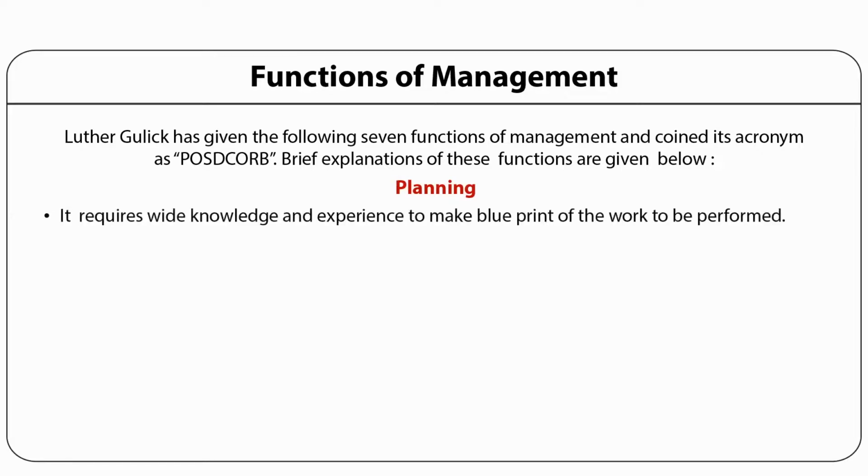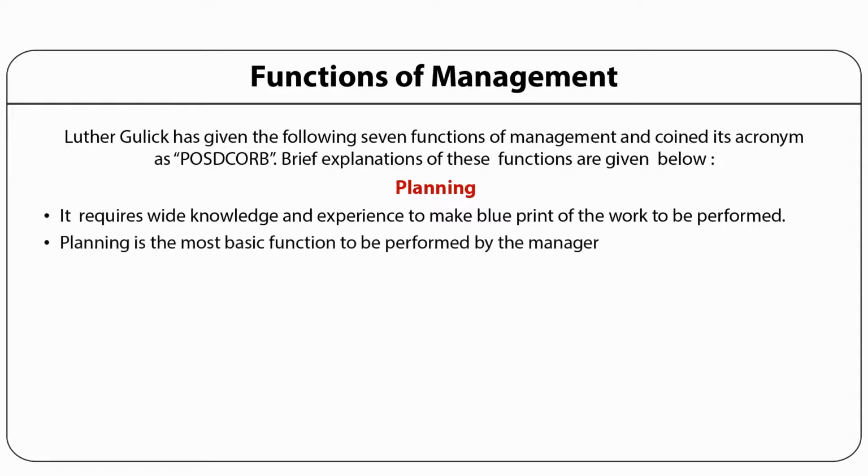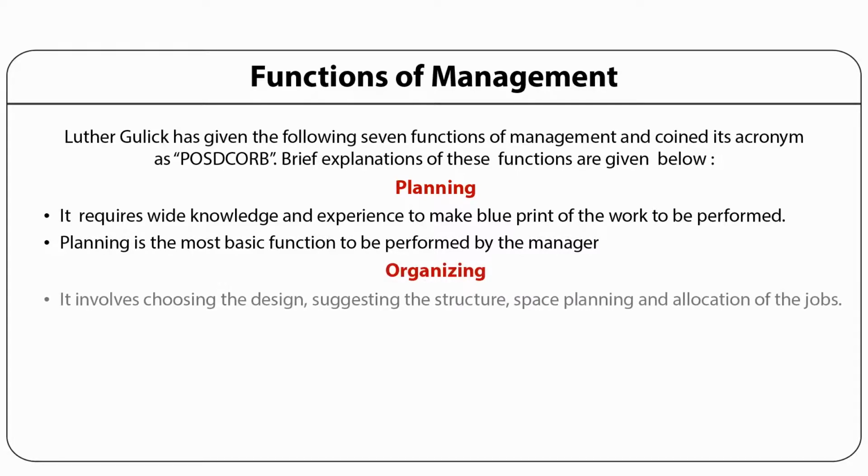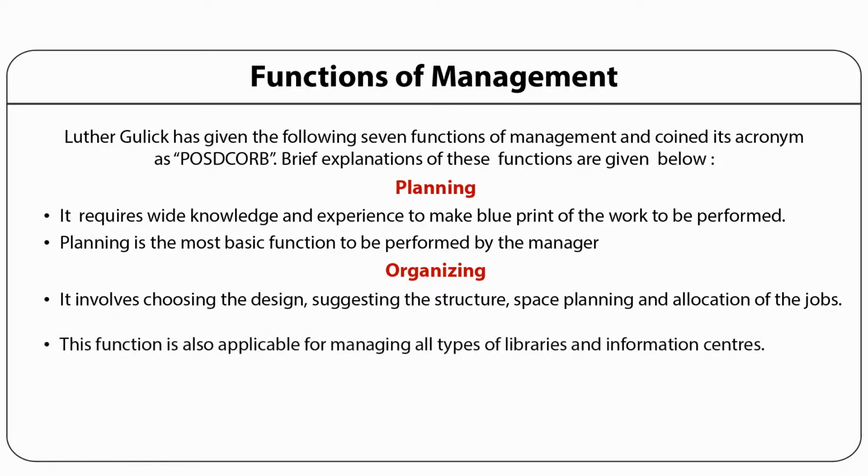P for planning. It requires wide knowledge and experience to make the blueprint of the work to be performed. Planning is the most basic function to be performed by the manager. In libraries also, very careful planning is required for successful fulfillment of the requirements of the users. 2. O, Organizing. It involves choosing the design, structure, space planning and allocation of the jobs. It includes determination of the specific activities, grouping the activities in a logical framework, assigning these activities to specific positions, and then coordinating them. A flowchart is prepared if necessary. This function is also applicable in managing all types of libraries and information centers.